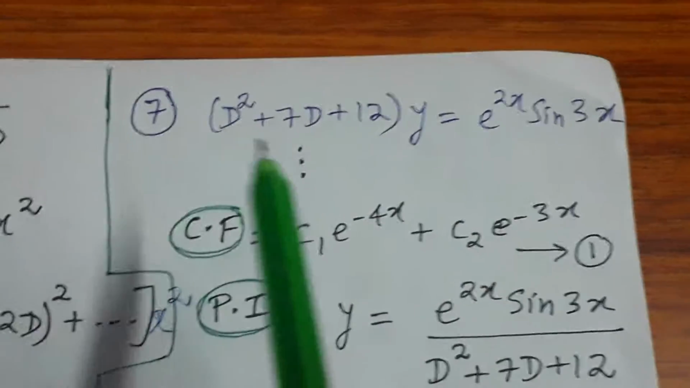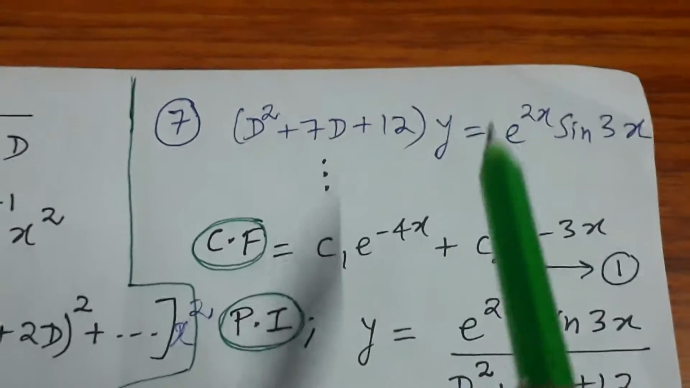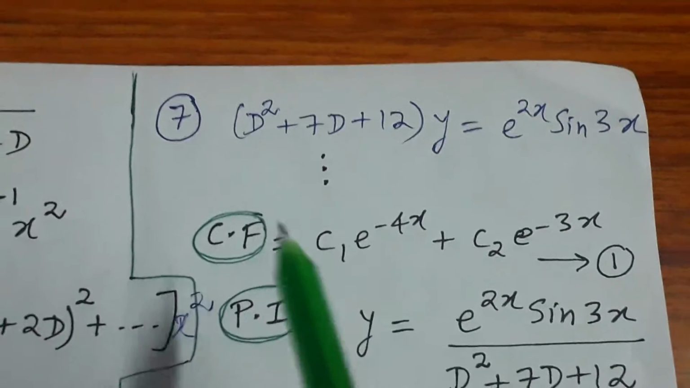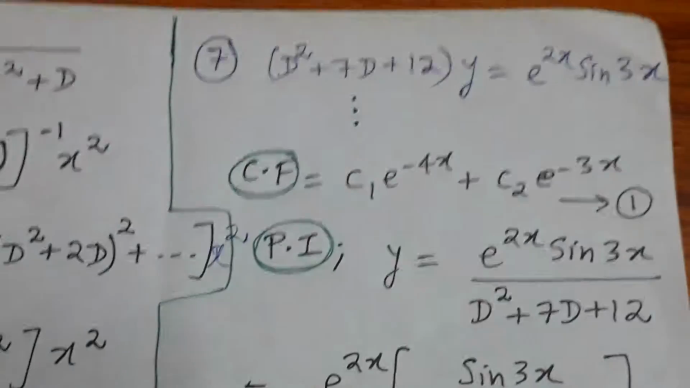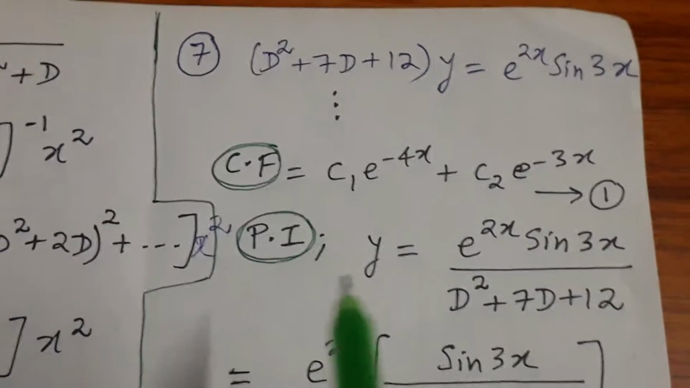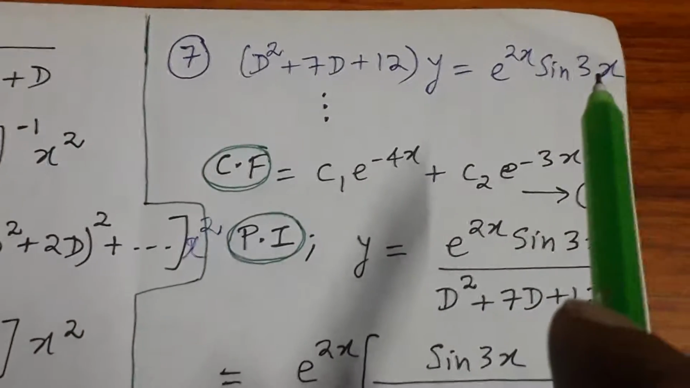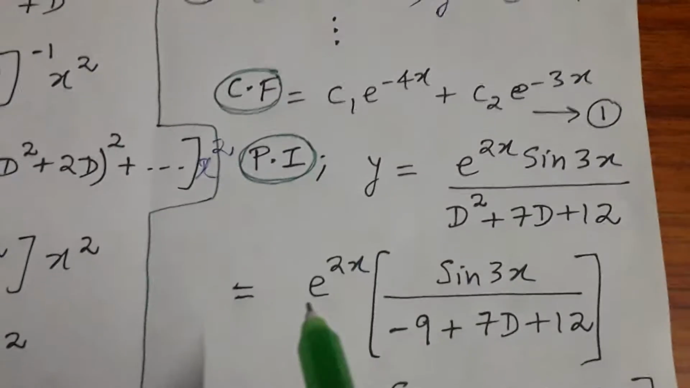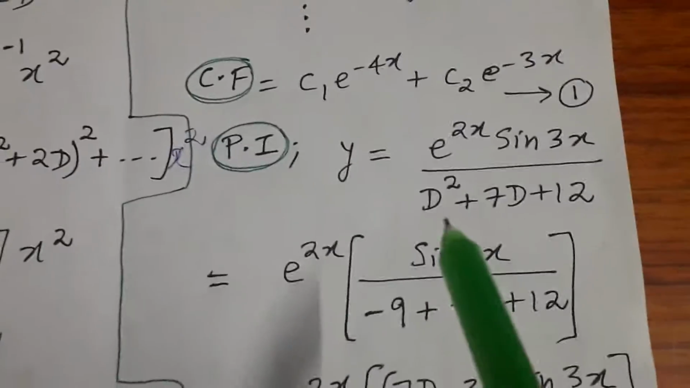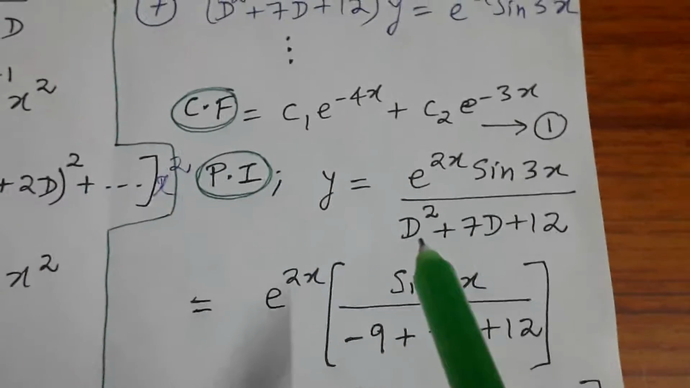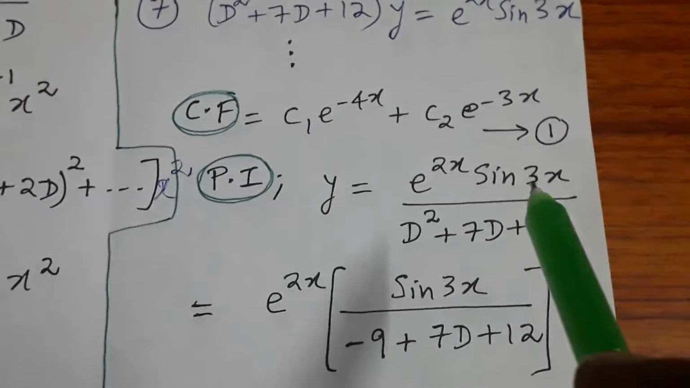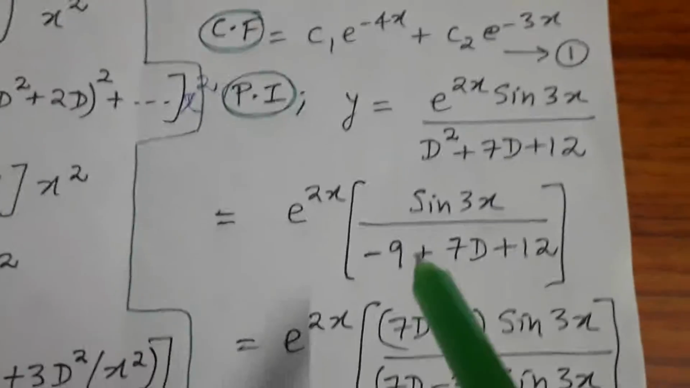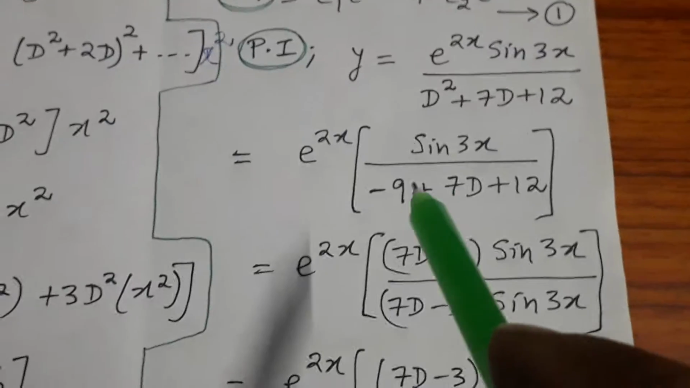The problem is D square plus 7D plus 12 of y is equal to e power 2x sin 3x. Find the complementary function. Then how to find the particular integral? y is equal to e power 2x sin 3x by D square plus 7D plus 12. As I said, e power 2x, take it outside. For sin 3x by D square, instead of D square you have to put minus a square. a here is 3, so it will be minus 9. The rest write as it is: 12 minus 9 is 3.